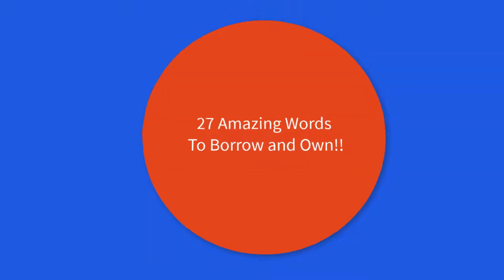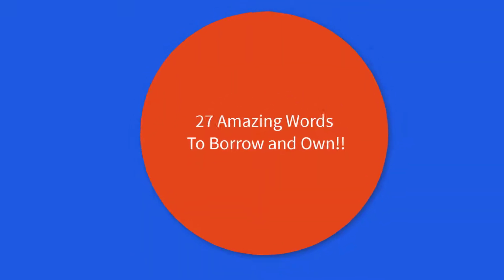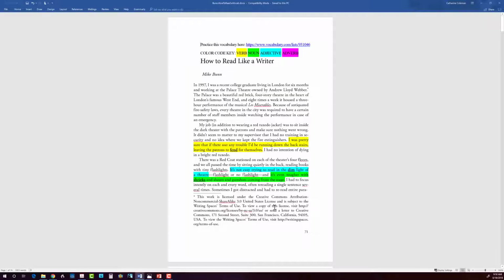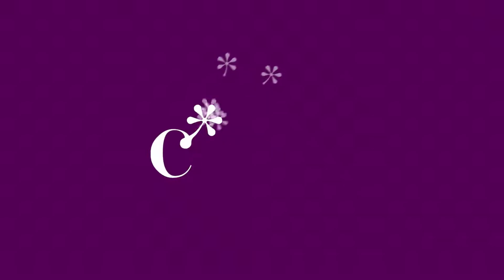So there we go. This is the 27 words from our reading, How to Read Like a Writer by Mike Bunn, and I encourage you to own these words and use as many of these as you can in your own writing. So that was the vocabulary in Mike Bunn's article. You'll see that I didn't go and define all the words for you. I'm actually not a walking, talking dictionary. We have dictionaries for that.